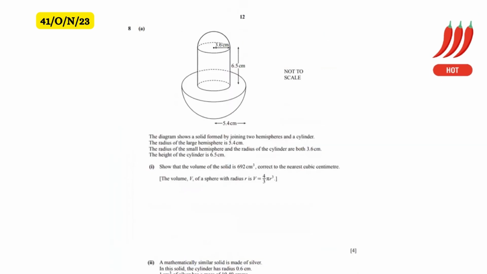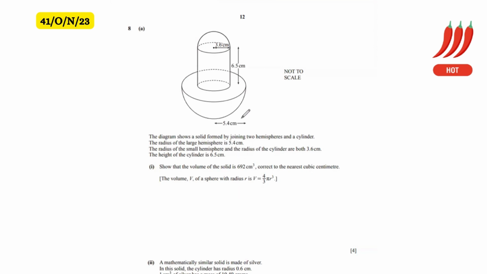Question 8 says the diagram shows a solid formed by joining two hemispheres and a cylinder. The radius of the large hemisphere is 5.4 centimeters. The radius of the small one is 3.6, and that is the same for the radius of the cylinder. The height of the cylinder is 6.5 centimeters. Show that the volume of the solid is 692 centimeter cube, correct to the nearest cubic centimeters.